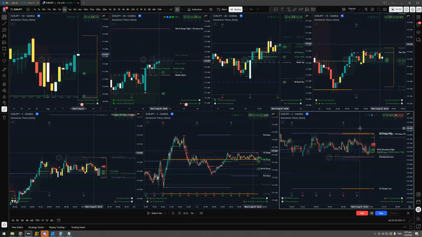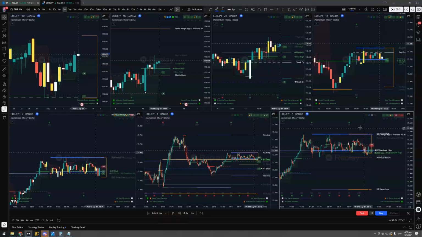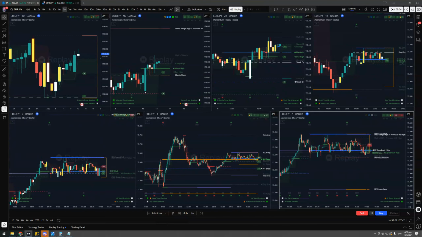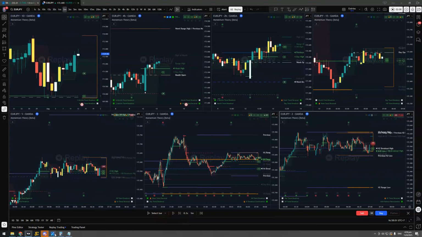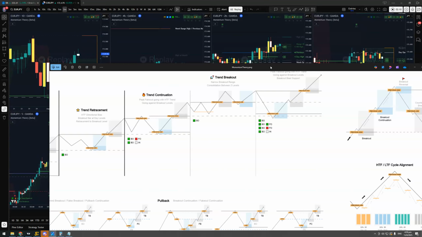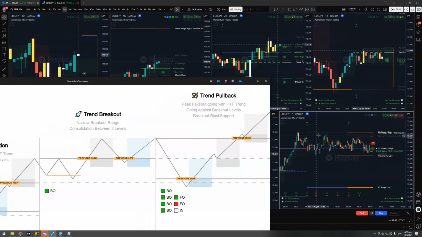And on the H2, I can see that we do have a breakout bar in the previous one. And I can see that we have the breakout level right here and a very tight, narrow breakout range, and price consolidating in between that. So at this point, I already realized that we are in a possible trend breakout setup. In a trend breakout setup, what I want to see is a narrow breakout range. That's what we have, a very narrow breakout range and consolidation between two levels. Price very clearly consolidating in here.